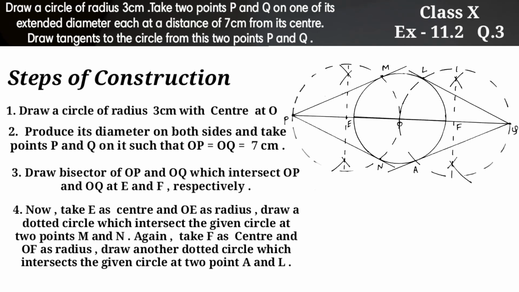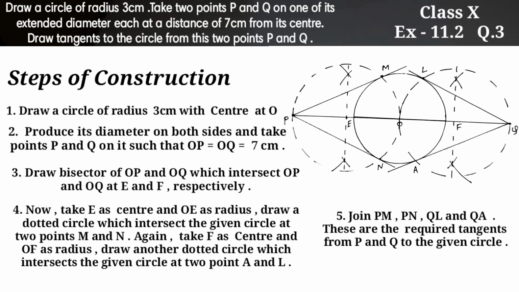Again take F as a center and OF as radius. Draw another dotted circle which intersects the given circle at L and A. Fifth step, join PM, PN, QL and QA. Thus, the required tangents from P and Q to the given circle are drawn, that is PM and PN and QL and QA.